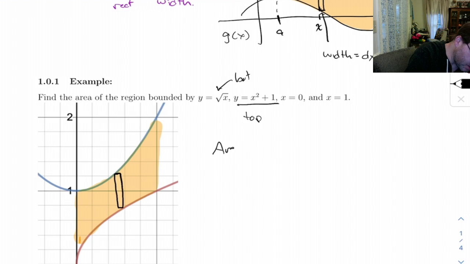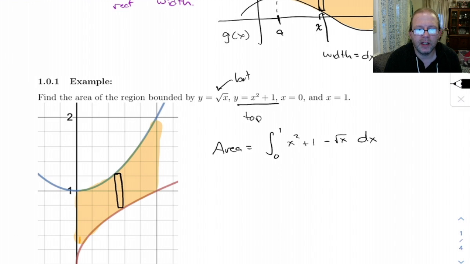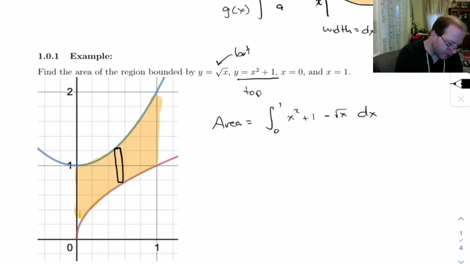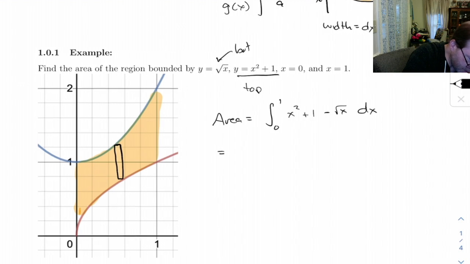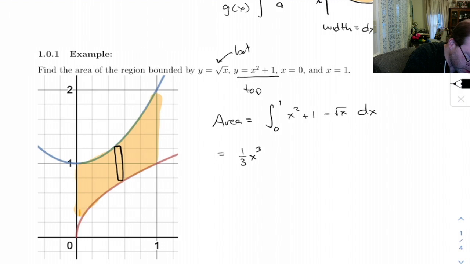So my area is going to be the integral from 0 to 1 of x squared plus 1 minus square root of x dx. And let's work this out. This integral isn't going to be too bad. Let's see, integrate x squared, you get 1/3 x cubed. Integrate 1, you get x. If you integrate, let's see, that's x to the 1/2. When you integrate that, you get x to the 3/2 with the 2/3 on the front. Then you're just going from 0 to 1.